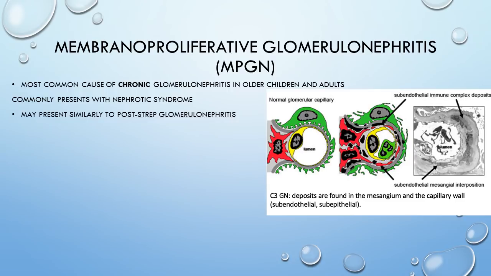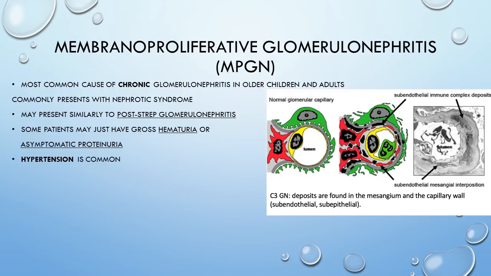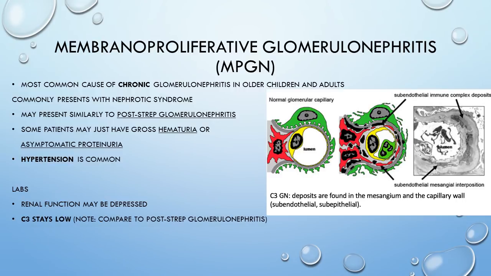It may present similarly to post-streptococcal glomerulonephritis. Some patients may simply have gross hematuria, so they can see blood in their urine, or asymptomatic proteinuria. Hypertension is common in these patients. In their labs, their renal function may be depressed, right? So that means their BUN and creatinine levels. And their C3 is going to stay low.